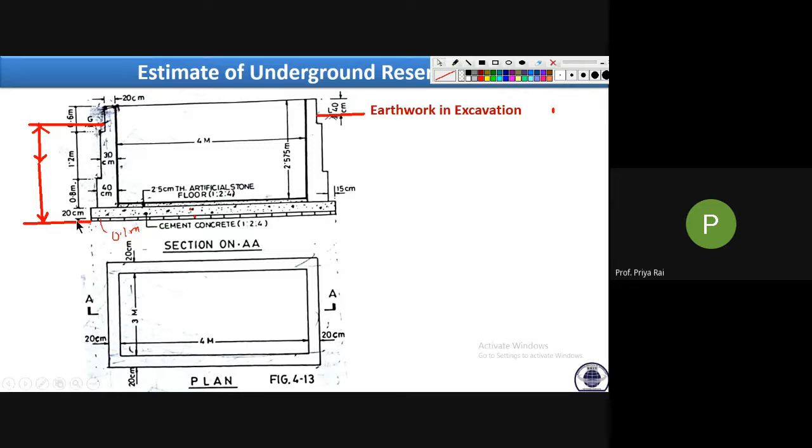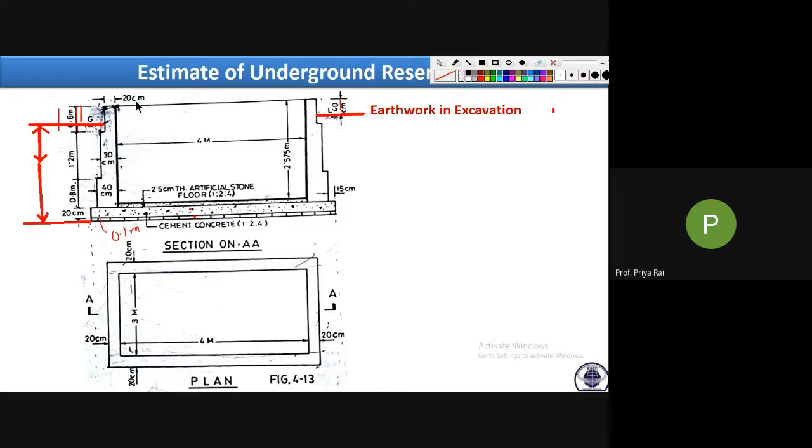Okay, so 0.1 plus 0.2 plus 0.8 plus 1.2 plus, now we have to calculate only this much depth. Now what is this depth? This depth is nothing but the total depth minus this much depth. And this total depth is how much? 0.6, whereas this much is how much? See, 40 centimeter, which is 0.4.